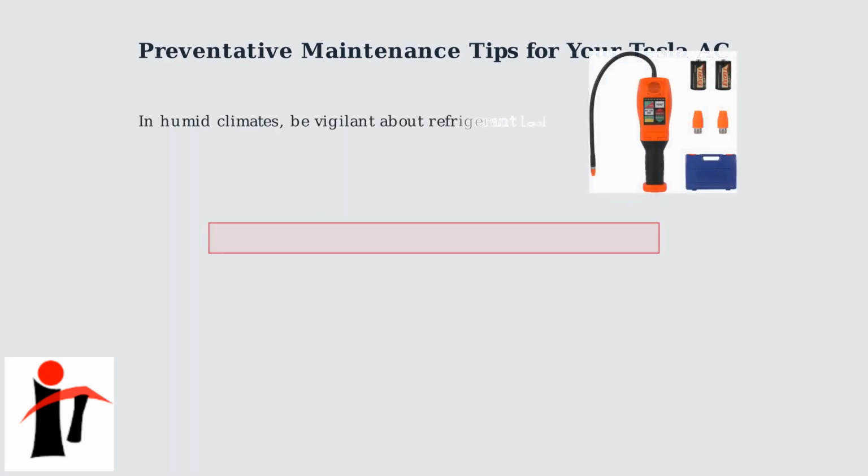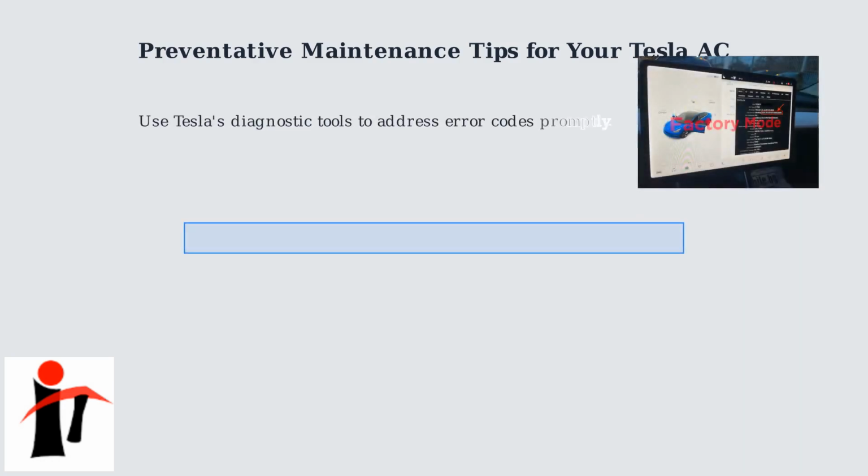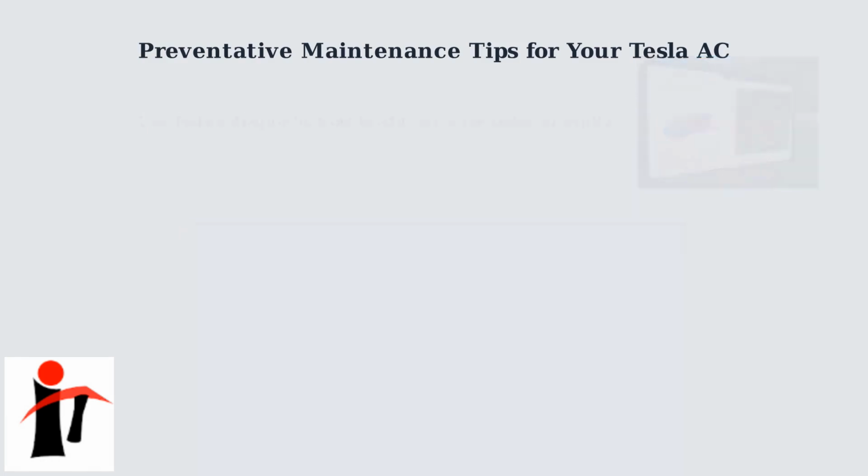High humidity can accelerate corrosion and refrigerant leaks, especially in hoses and seals. Regular checks with professional leak detection tools can prevent system failures and environmental damage. Tesla's app and touchscreen diagnostics can identify issues like compressor faults or refrigerant problems early. Addressing error codes quickly prevents minor problems from becoming expensive repairs.